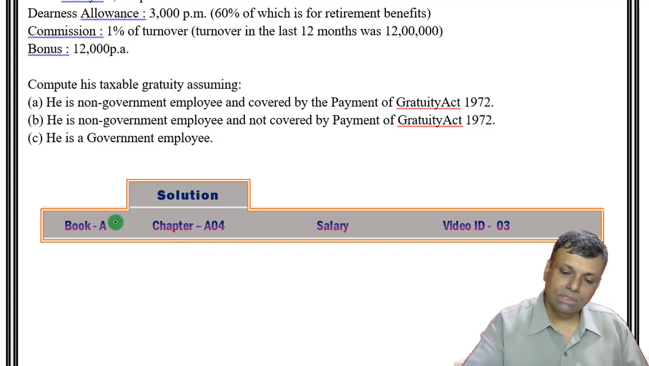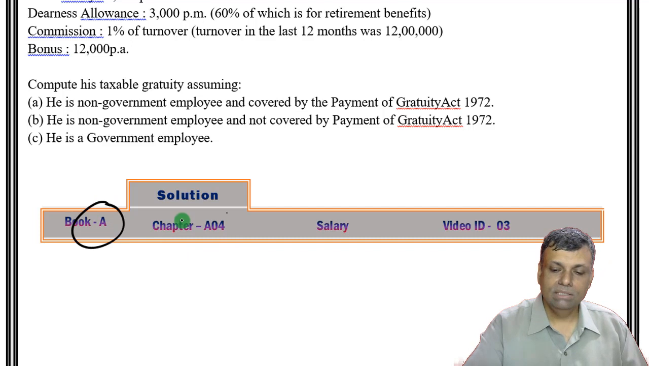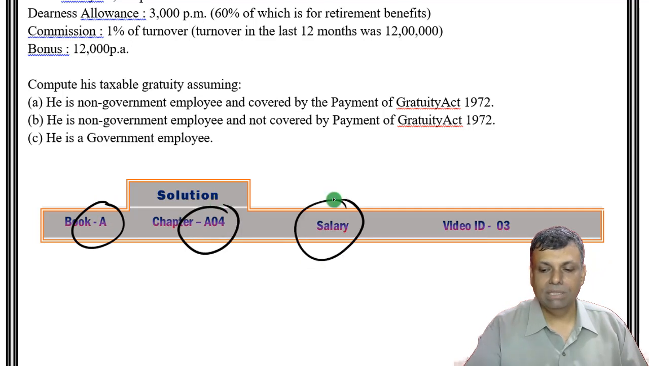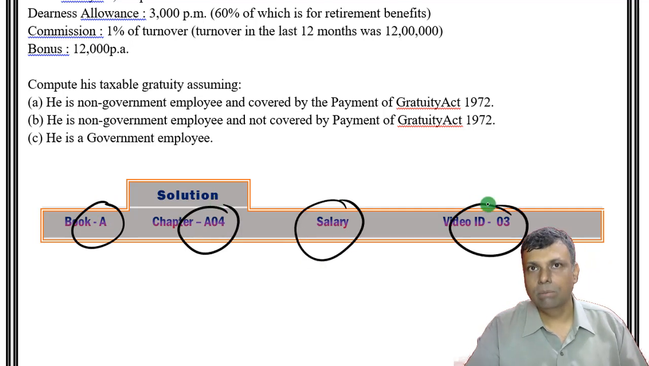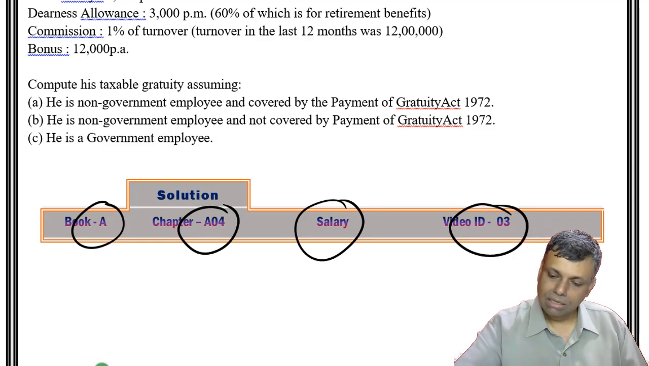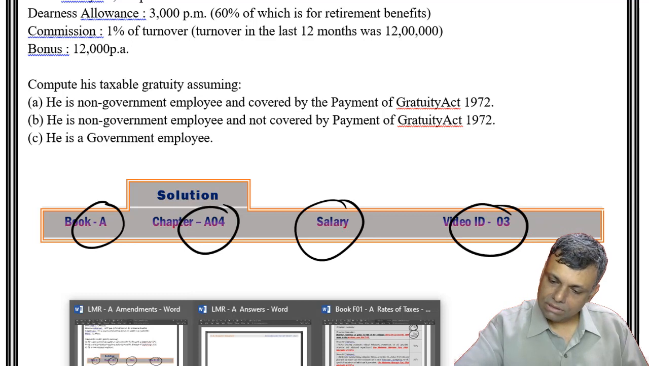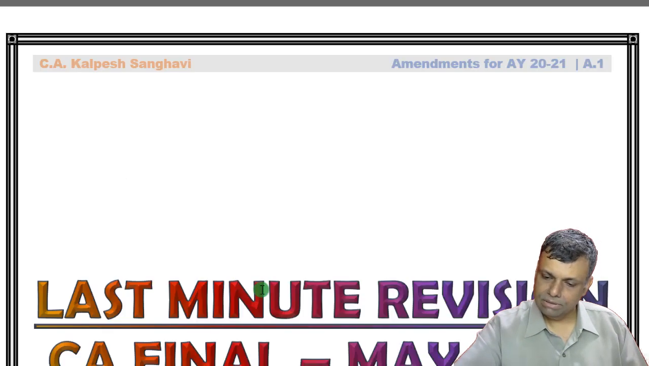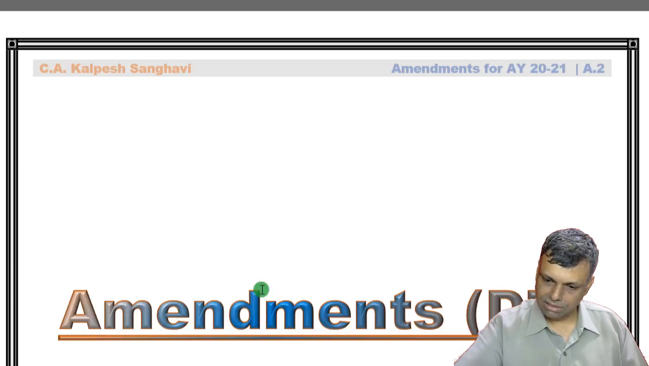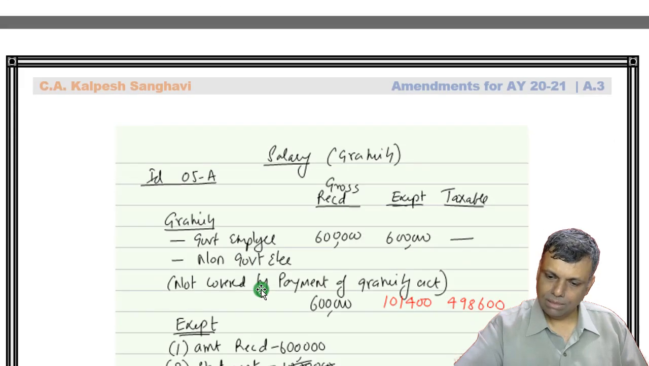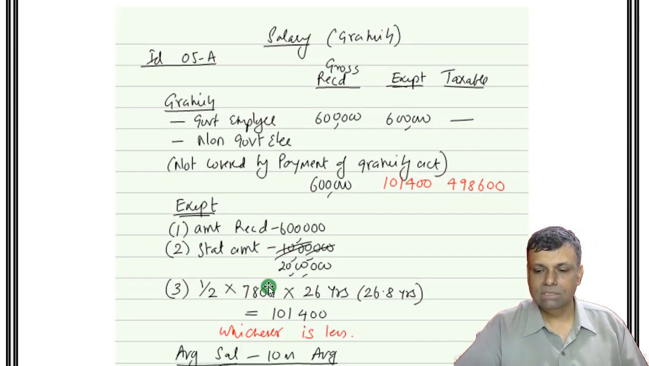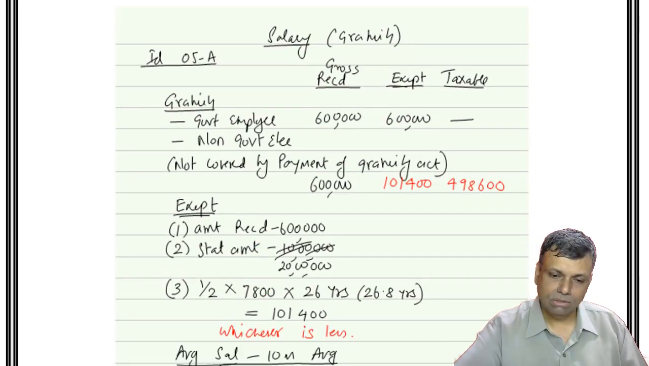Okay, so the solution is there in your book A, chapter ID number this, chapter name is this, and this is your video number in which these particular questions have already been solved in detail. However, friends, because I am taking up the revision class, I will of course not skip it entirely, but I would like to remind you. So see, this is a question which we have already solved.